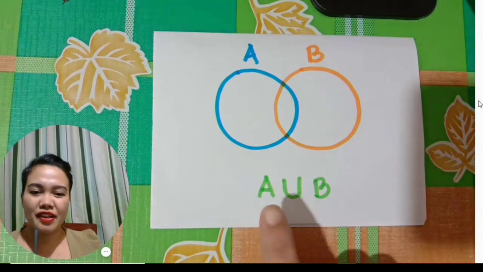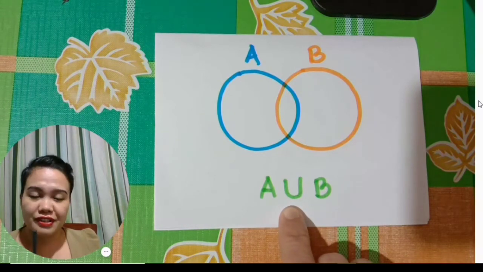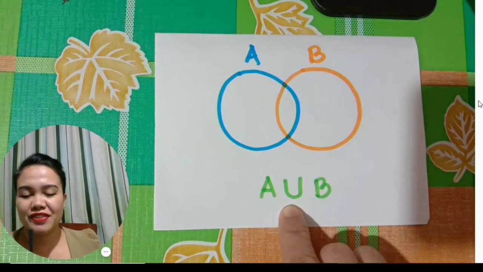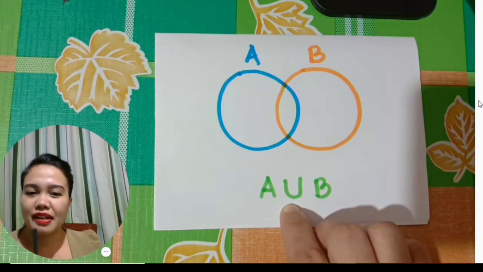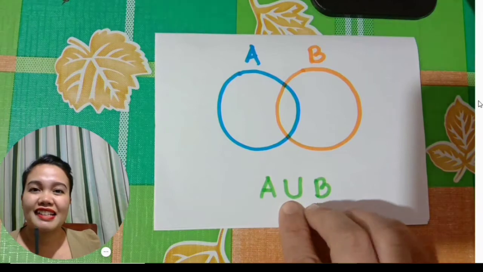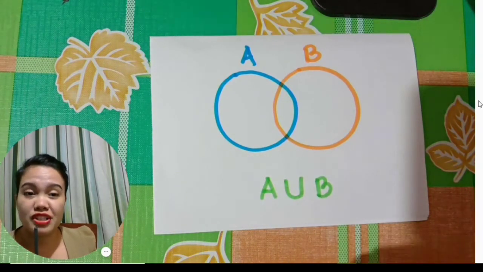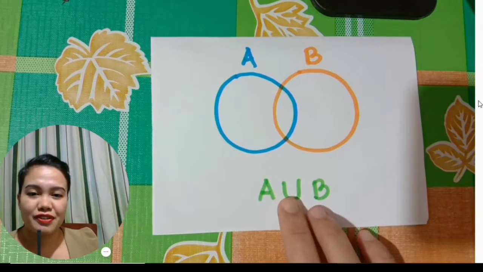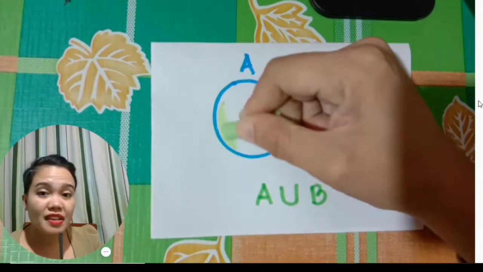Okay, so let's start with the union. So that is A union B. Earlier in our previous video, when we said union, that's the combination. That means you have to combine the elements of set A and set B. So if you're working with a Venn diagram, all you have to do is shade the answer for your union. And that would mean you have to shade everything.